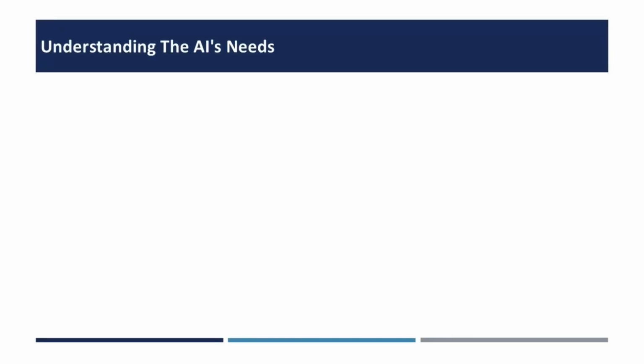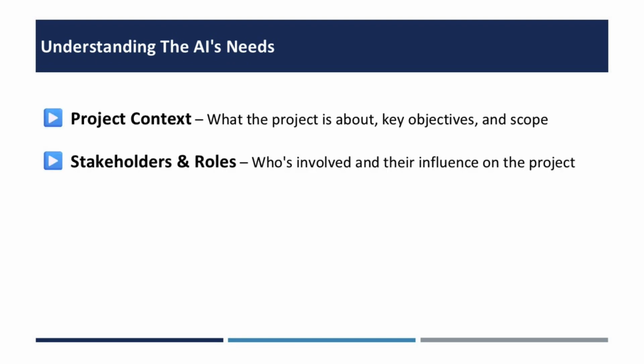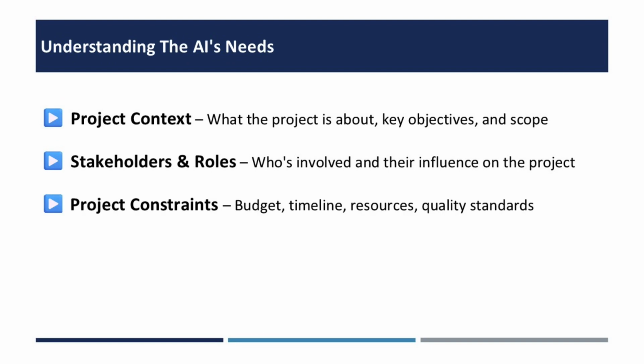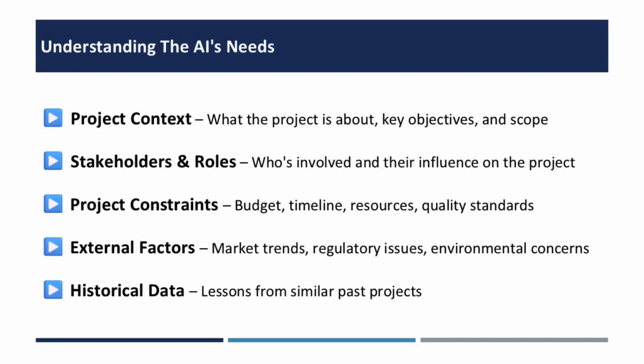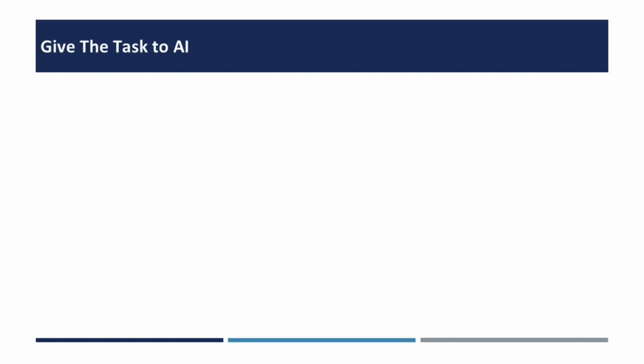Remember that AI is only as smart as the information you give it. To help it generate accurate risk analysis, we need to provide it with the following: project context, stakeholders and roles, project constraints, external factors, and historical data. And after that, you need to ask it what you need.